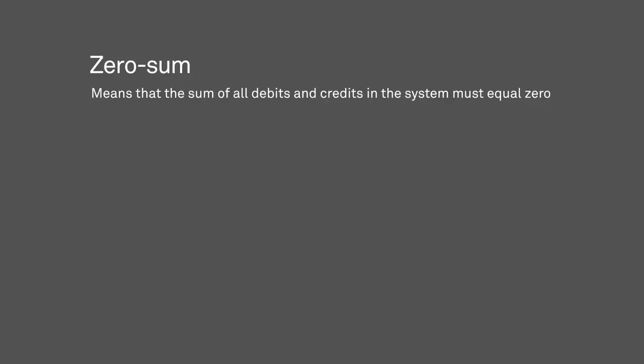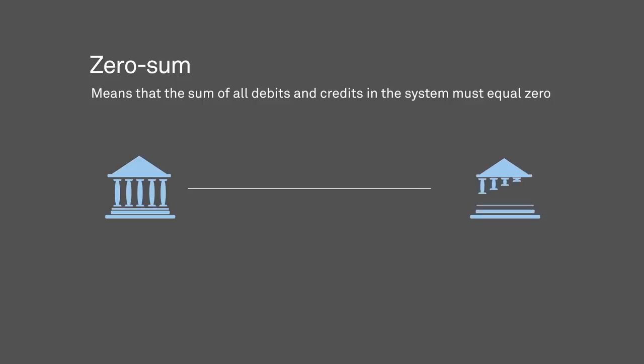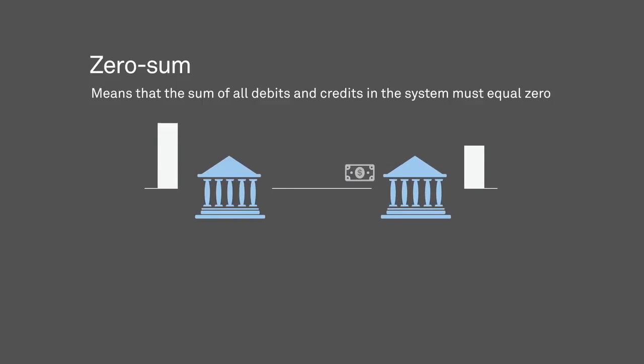LVTS is zero-sum, meaning that the sum of all debits and credits in the system must equal 0. The FIs have already begun this process by attempting to flatten their positions during pre-settlement, and the Bank of Canada completes the process by making a single credit or debit entry for each participant on its books.